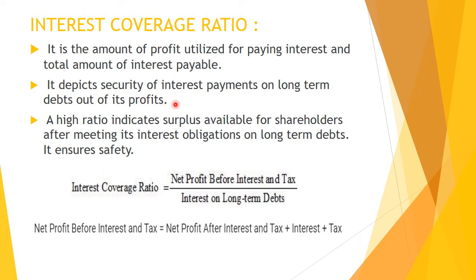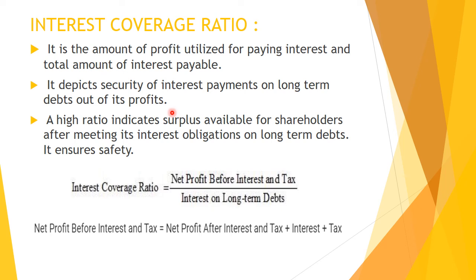Okay, how many lenders do I have? In total, 10 lakh rupees is what I have to repay. But with that 10 lakh also comes the interest which I have to pay. Some gave me money at 2% interest, some at 5% interest, and from some I borrowed at 9% interest. So it varies. So he has to find out this ratio. A high ratio indicates surplus available for shareholders after meeting its interest obligations on long-term debts.